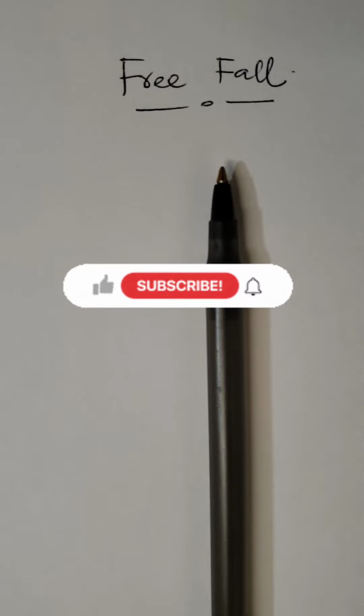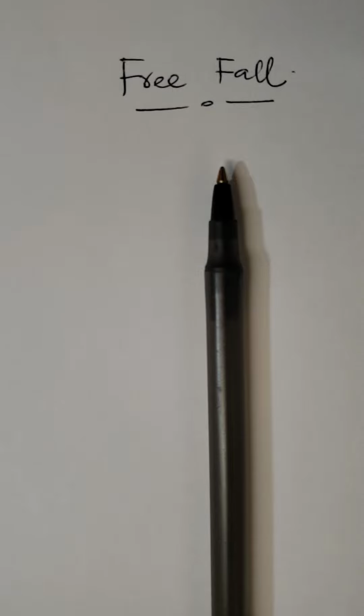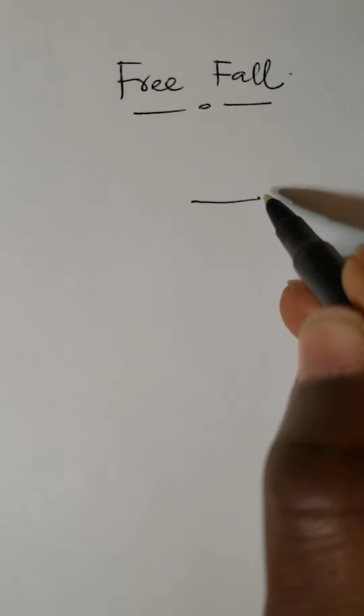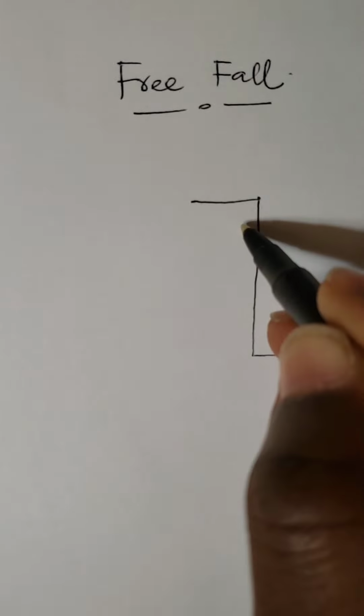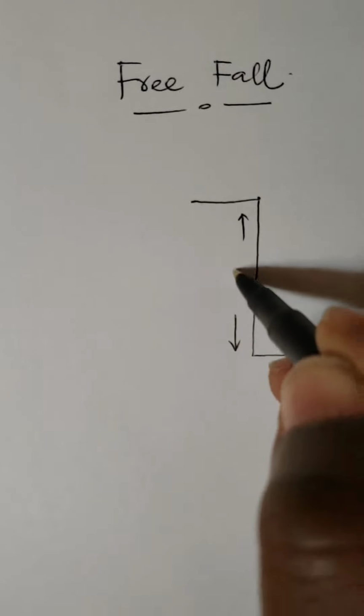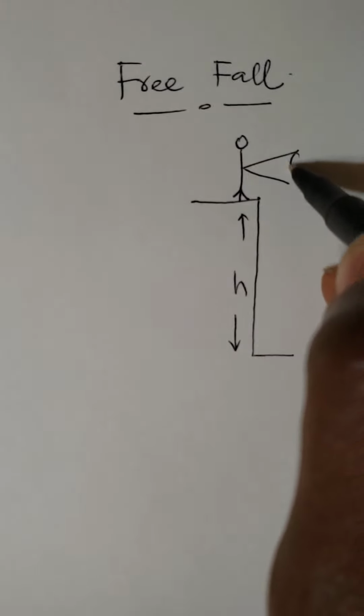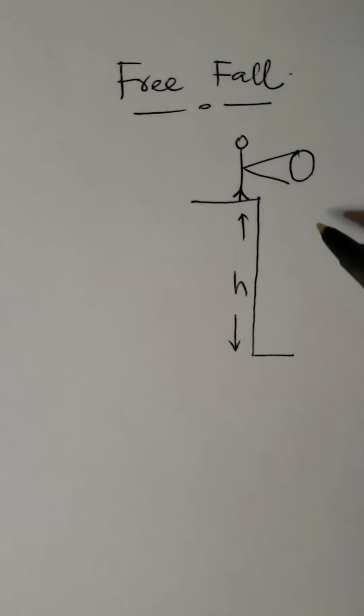Today we shall be talking about free fall, or you can term it motion under gravity. Now let's assume a boy releases an object from a known height h. You see, the boy is standing right here, releases a ball from this height.